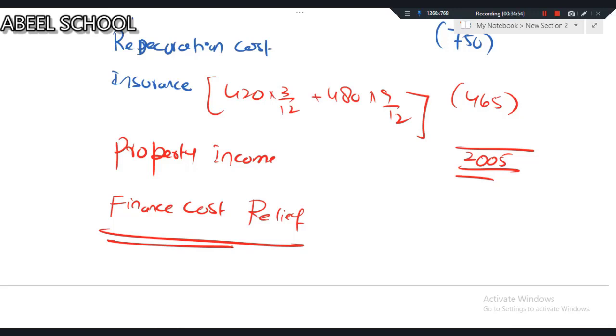But I just want to tell you, if the loan was taken to buy the property which is on rent, or the loan was taken to incur capital expenditure on that property, and finally the loan was taken for repairs on that property which is on rent, finance cost relief will be available. Actually, what finance cost relief does, it reduces your income tax liability.